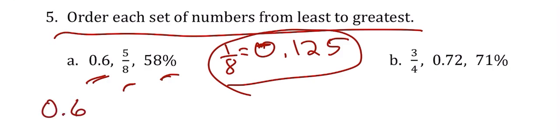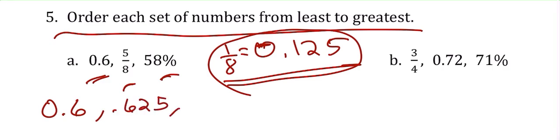The 5/8 is basically 4/8 plus one more eighth. So it's 0.5 plus 0.125, which means that it's 0.625, which is really 625 over 1,000. And 58%, this is something you should know, but just to make sure, if you have 58%, you can move the decimal 2 to the left to turn it into a decimal. So now these are our three decimals we're comparing.